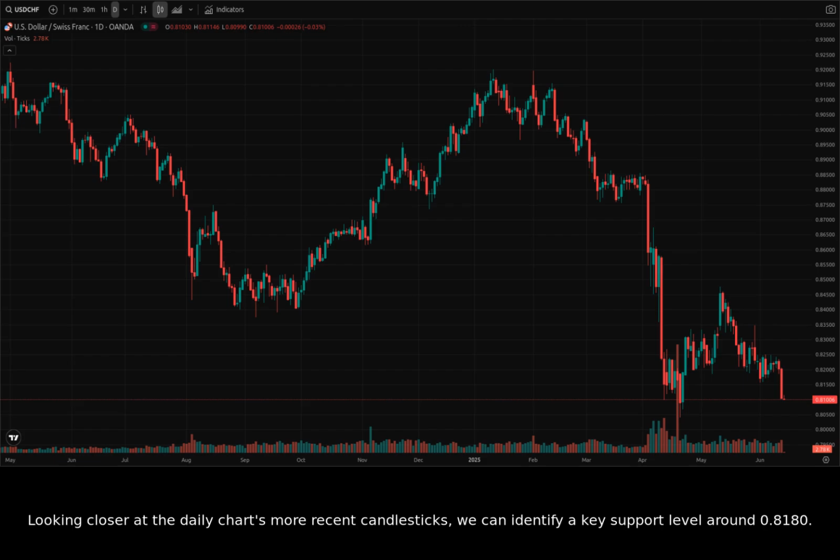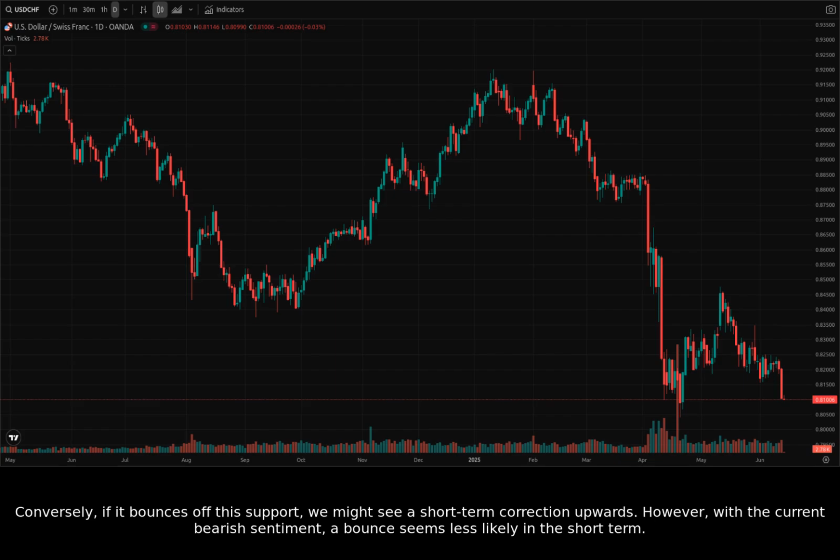Looking closer at the daily chart's more recent candlesticks, we can identify a key support level around 0.8180. If the price breaks below this level, it could signal further downside potential. Conversely, if it bounces off the support, we might see a short-term correction upwards. However, with the current bearish sentiment, a bounce seems less likely in the short term.